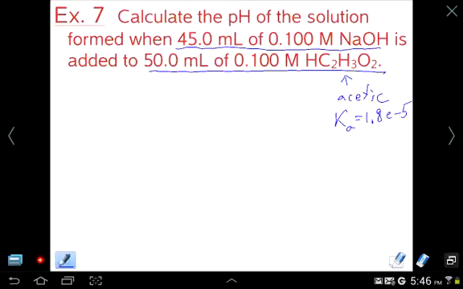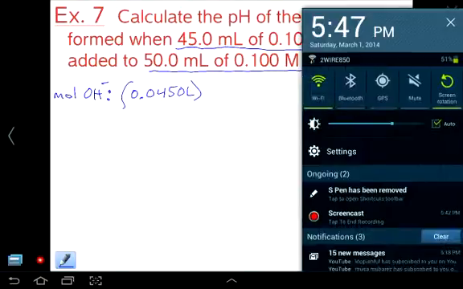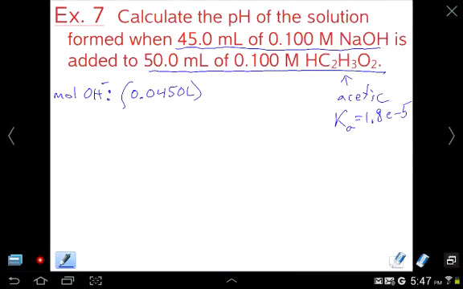So let's do moles of base, which is in this case hydroxide. We'll multiply liters by molarity as we've done before. We have 0.045 liters and we have ourselves a 0.100 molar solution. So again, it's like dividing by 10. You end up with 0.00450 moles of base.